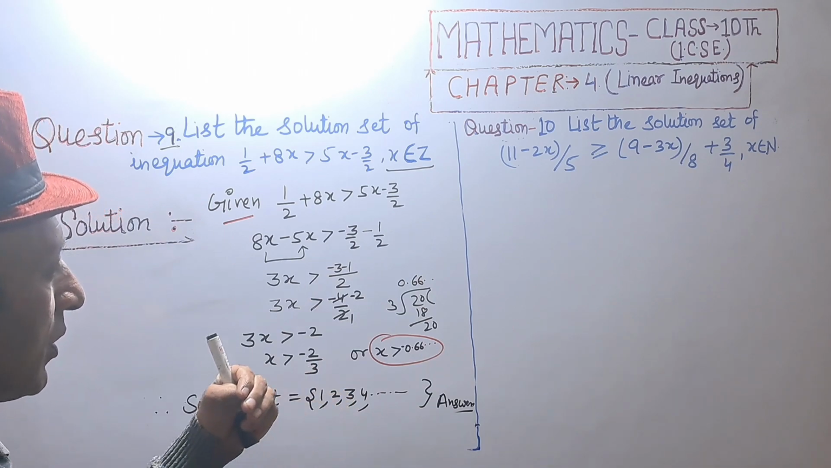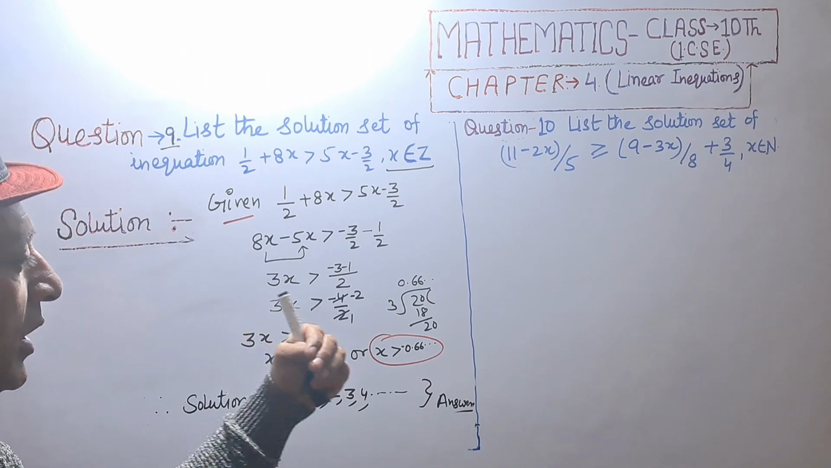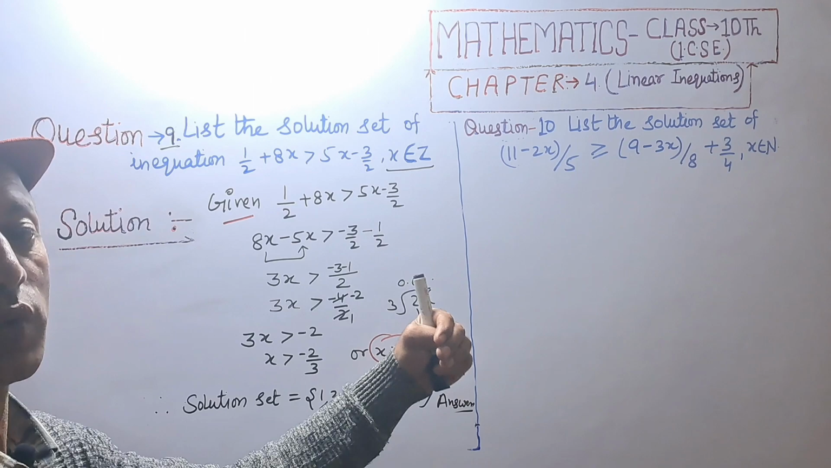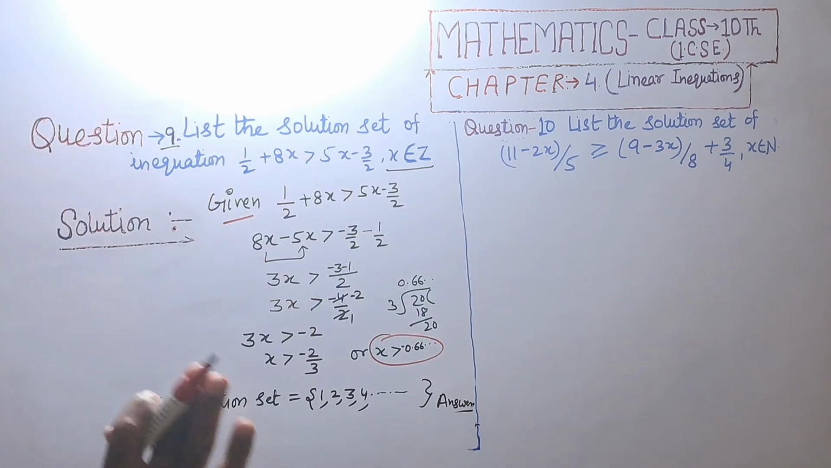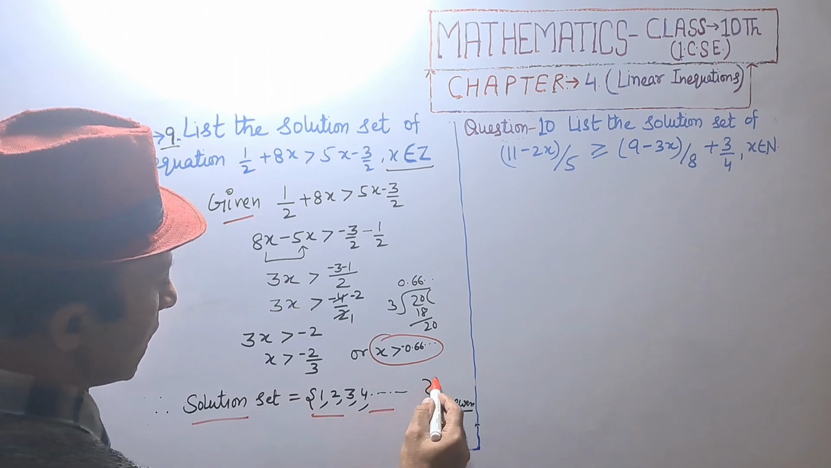Greater than −0.6 means the solution set is 0, 1, 2, 3, 4, 5, 6, 7, 8 and so on. Solution set. Answer.